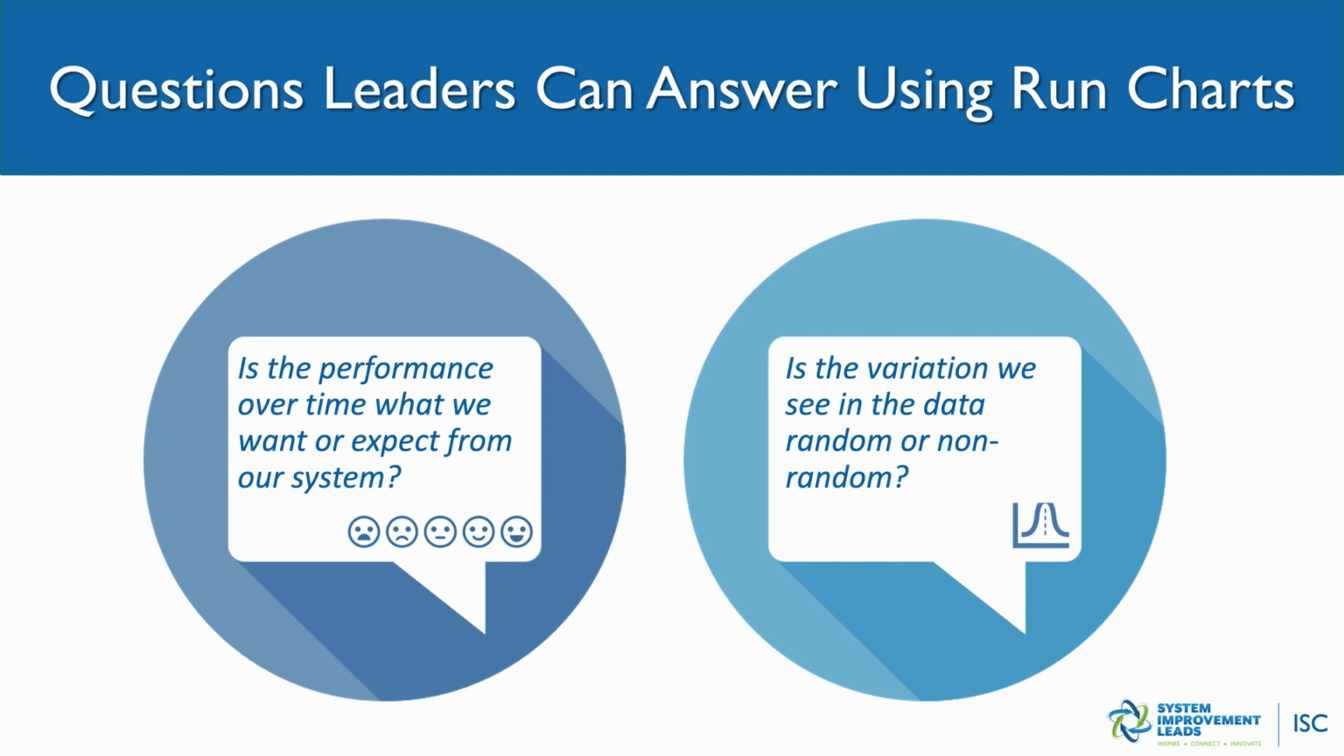Is the performance over time what we want or expect from our system? Is the variation we see in the data random or non-random? Consider how these questions interact and why they are important to the management and leadership of systems.